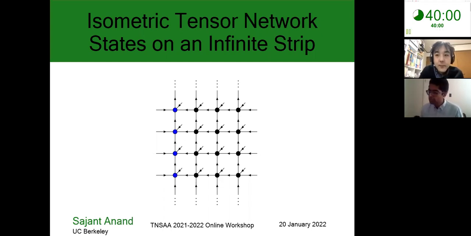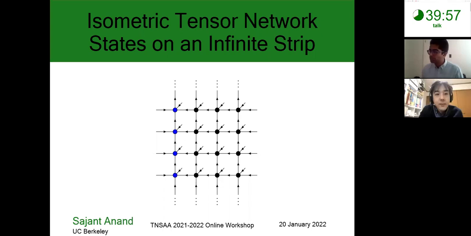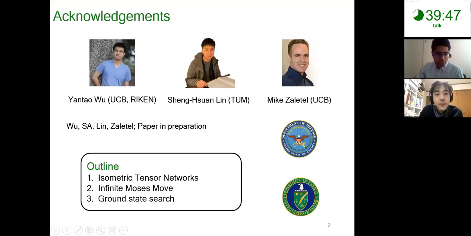My name is Sajant Anand, and I'm a graduate student at UC Berkeley. And today I'll be telling you about this tensor network algorithm for simulating infinite strip 2D systems using isometric tensor networks. First, to begin, I want to acknowledge my collaborators.